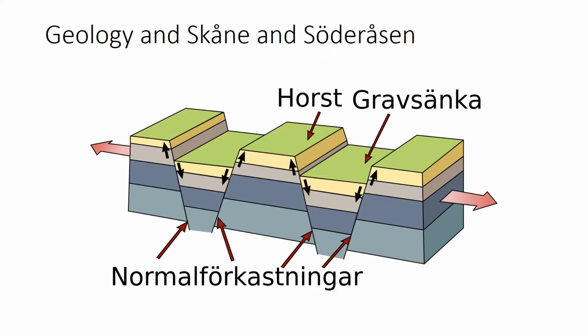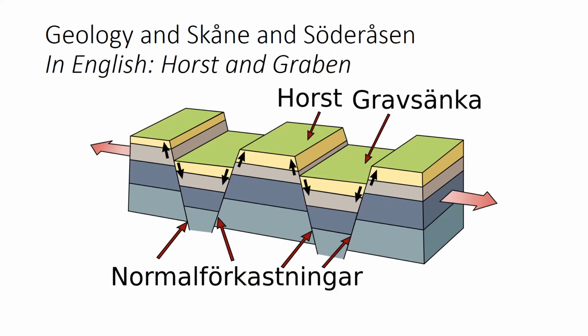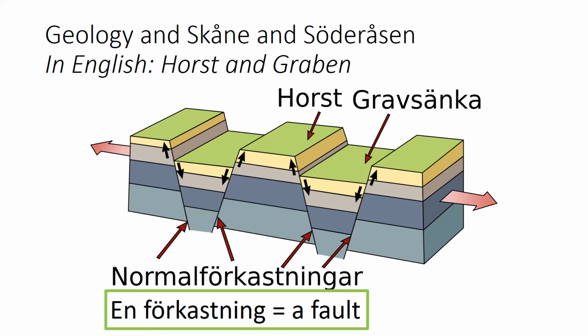This picture is in Swedish. What we see is that the elevated areas, the areas which have risen or been pushed up relative to the rest of the land, are referred to in terms of geology in English as horst. And the areas that have subsided or sunk or otherwise are lower relative to other places are called graben. Where the horst and graben meet, where they move in relation to each other, is referred to as a fault.